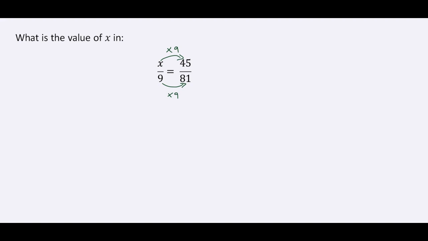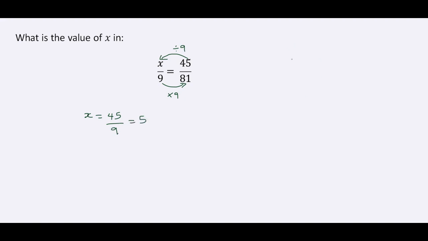So let's also show that in this expression here, in this equation. To go from 9 to 81, you multiply it by 9. To go from 81 to 9, you divide by 9. So to go from 45 to x, we divide by 9. So x is 45 divided by 9, which is 5.